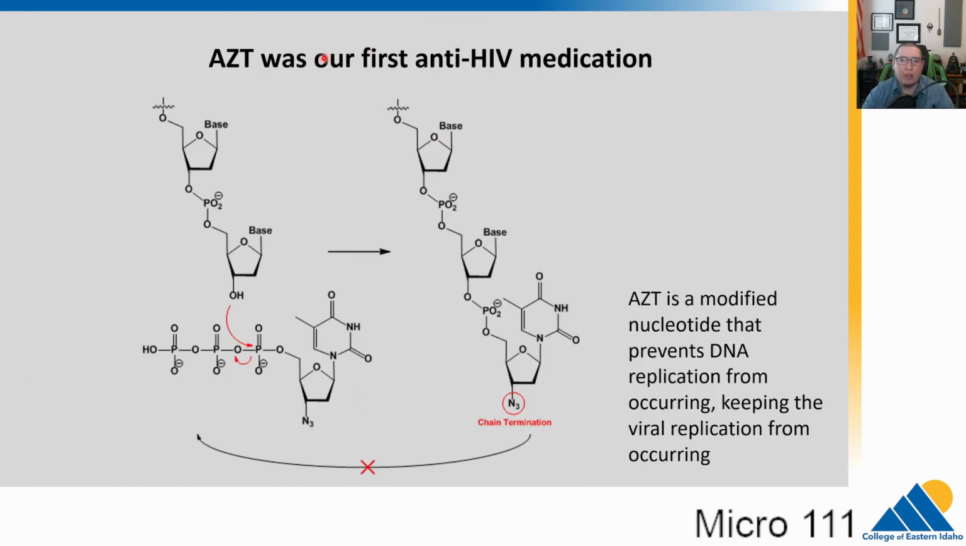So AZT was our first anti-HIV medication. It is a modified nucleotide. Instead of having the 3' OH, it has an N3 group there, which, when it gets added to a growing chain, so this is growing 5' to 3', when it gets added, no new nucleotides can be added to this base. So it stops the growing chain, prevents DNA replication from occurring, and that prevents viral replication from occurring. Now, this is going to have side effects because it's also going to prevent human nucleotide replication from occurring. So it is not the best choice of medication, but still can be used.